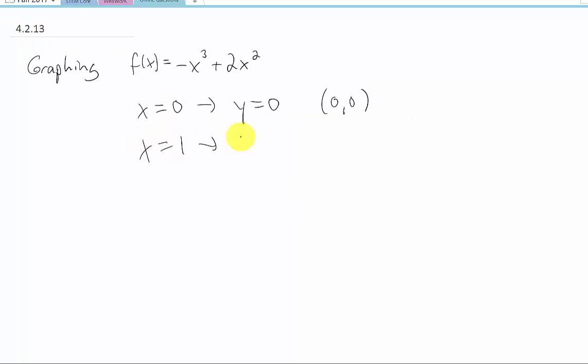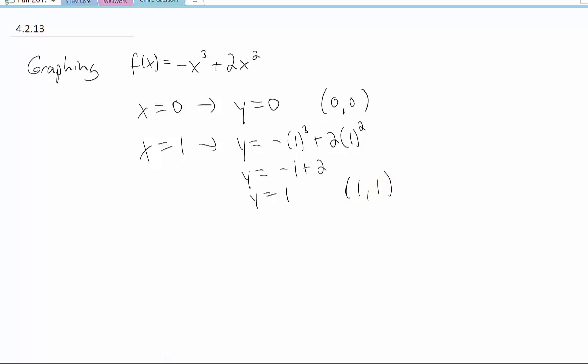If we plug in x equals 1 into our function, we get y equals negative 1 cubed plus 2 times 1 squared. That ends up being negative 1 plus 2, which is just 1. So sorry for the sloppiness, but this next point is going to be the point 1, 1.